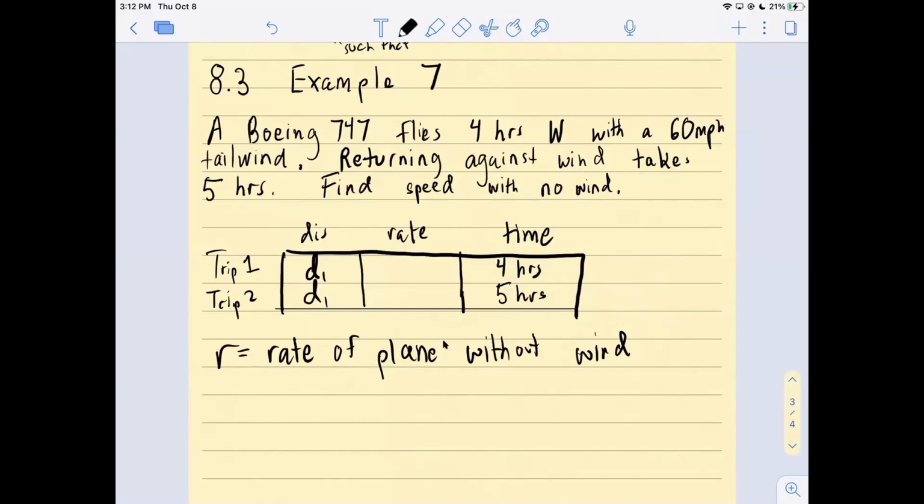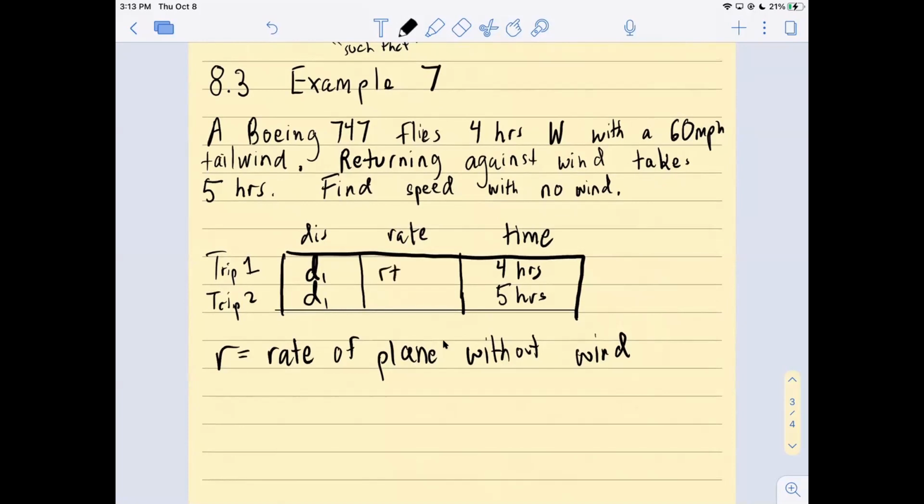What do you guys think? And you can message me also if you know the expression. What would it be? If R is the rate of the plane without the wind? R plus 60 for the rate. Perfect. Yeah, exactly. It's R plus 60, because you're making it go faster because it has a tailwind. The wind is pushing along the tail.